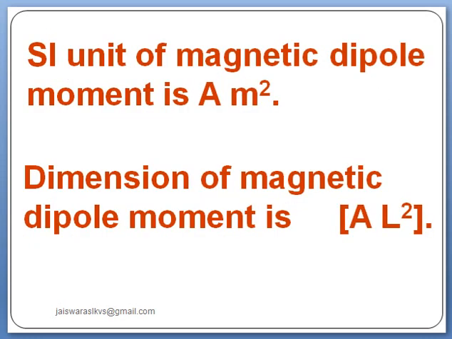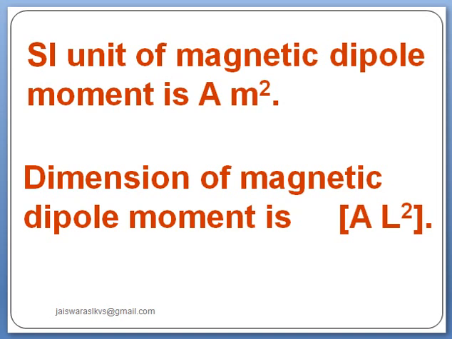So now let us see what will be the SI unit of magnetic dipole moment. Children, as you all know, magnetic dipole moment, that is M, is equal to I into A, where I is current. You know the SI unit of current is ampere, A is area, SI unit of area is meter square. So what will be the SI unit of magnetic dipole moment?